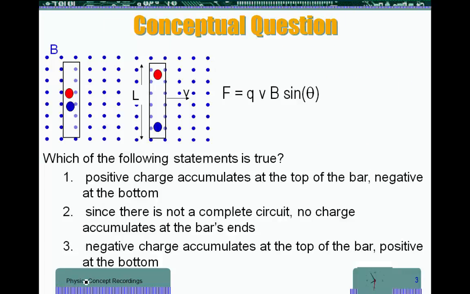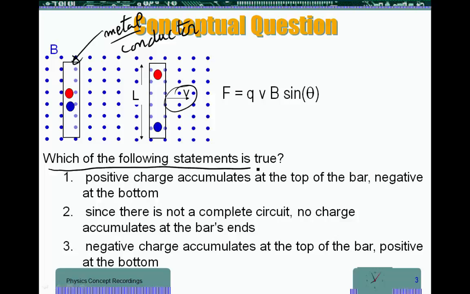Okay, now let's consider this question here. We have a bar made out of metal. Metal, or in other words, conductor, meaning that the negative charges are going to be able to freely wander around in that conductor. And we are going to move that conductor at a velocity v towards the right. Which of the following statements is true?